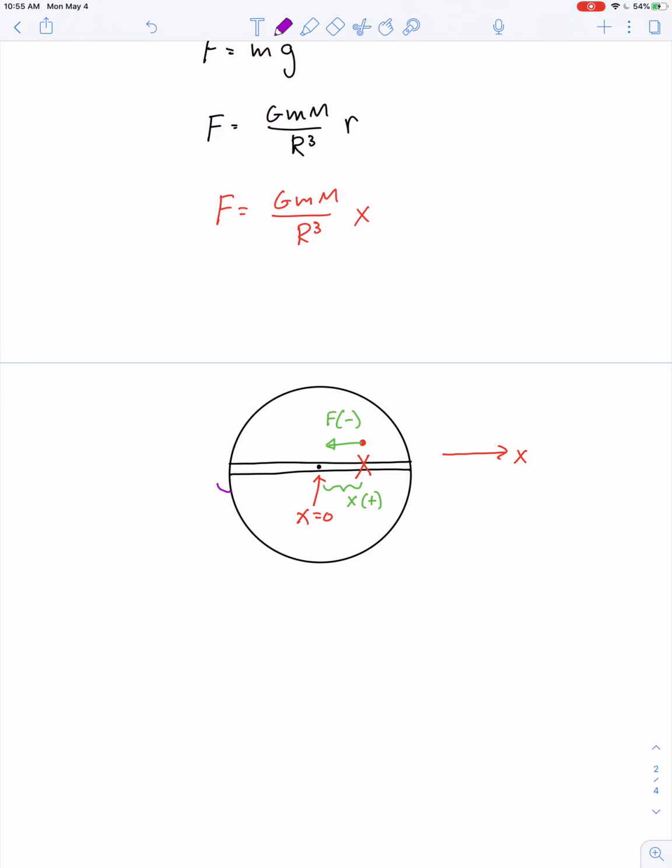This person jumped in from over here. They fall to the center of the Earth, continue moving. The pull of gravity slows them down. They reach this side, and the pull of gravity accelerates them back toward the center, and they overshoot it and come back to here.